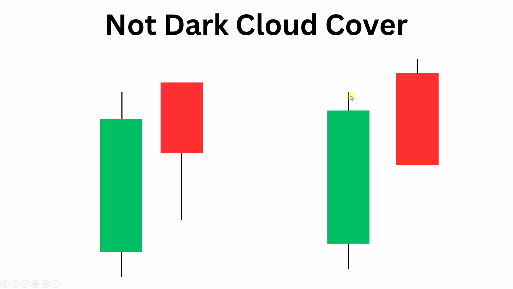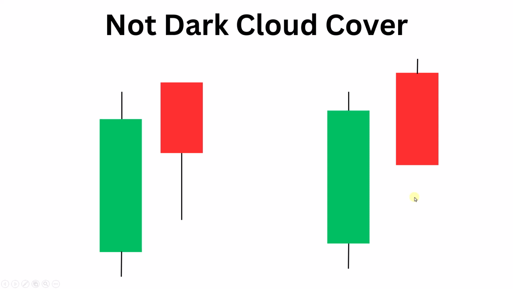Here we have a green candle. The opening of the second candle is above the high of the green candle, which is fine, but the closing of the red candle is at the same level as the midpoint of the green candle, and even then it is not accepted as dark cloud cover. For us to consider it as dark cloud cover, it must close well below the midpoint of the green candle.